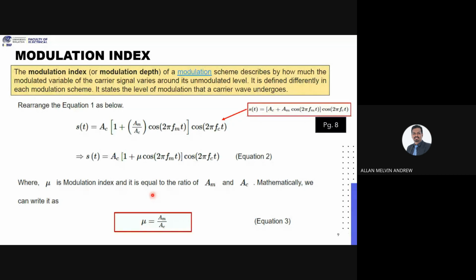So let's say in the questions I give, calculate the modulation index. You can straight away use this equation 3. You no need to derive everything. If both values are given, you can find the modulation index. We'll see some questions later for you to try.